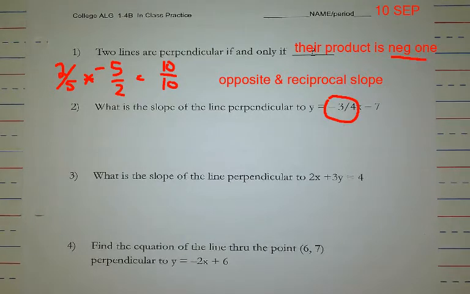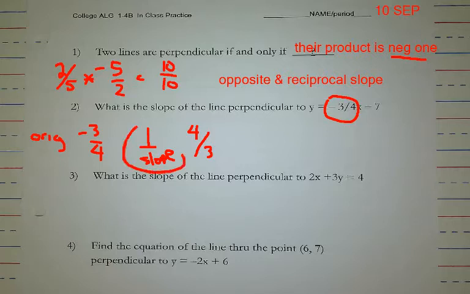Well, if this one's negative, the other one has to be positive, and it has to be the reciprocal. So if this is the original slope, then this is the perpendicular. Remember how you did it in geometry, the perpendicular slope. This little symbol means perpendicular, so the perpendicular slope is the opposite of this one and reciprocal.